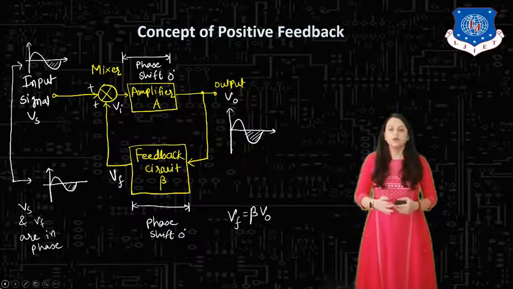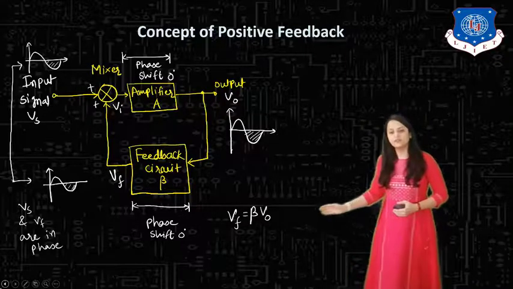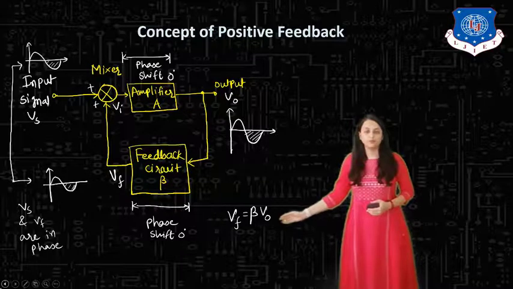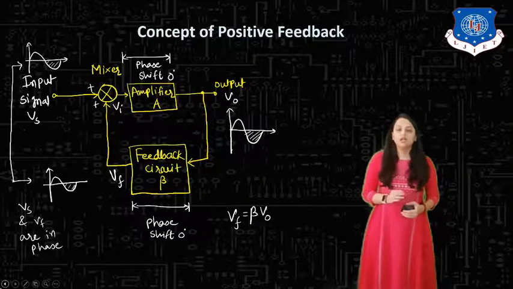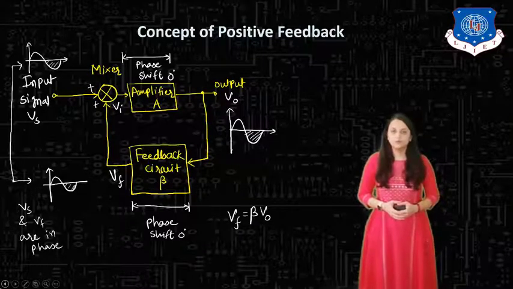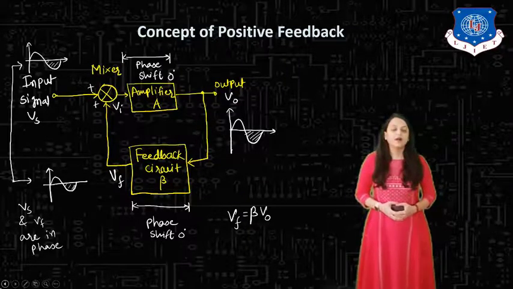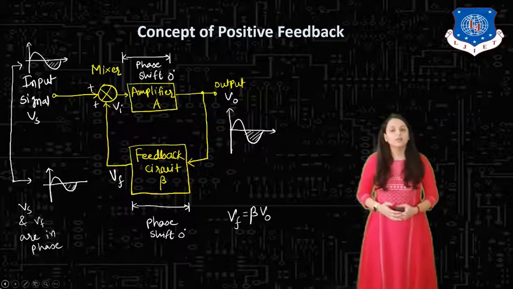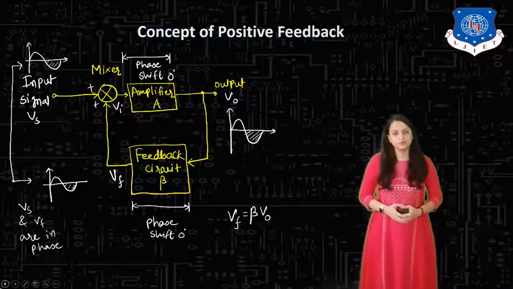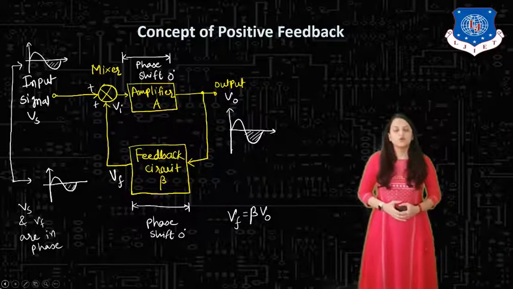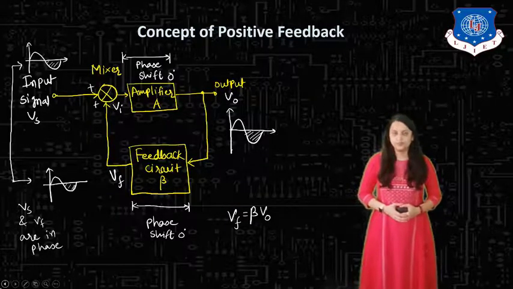Okay? Now, if you want to find the feedback voltage, the formula is Vf equals beta Vo, where beta is the feedback circuit gain and Vo is the output voltage. Beta is also called the feedback factor. So if you want to find the feedback factor, the formula will be beta equals Vf by Vo, that means feedback voltage divided by output voltage. So this was all for the concept of positive feedback on which the oscillator operates.